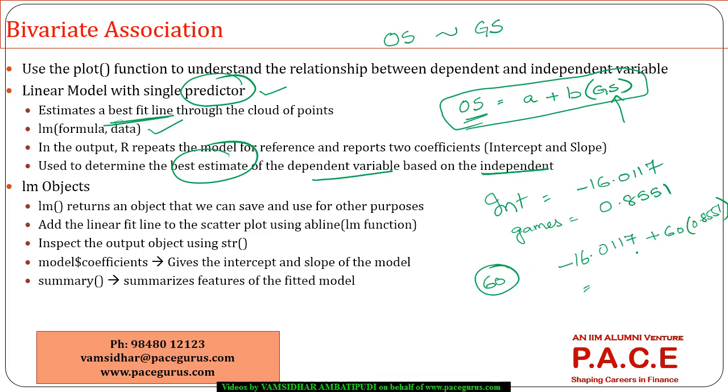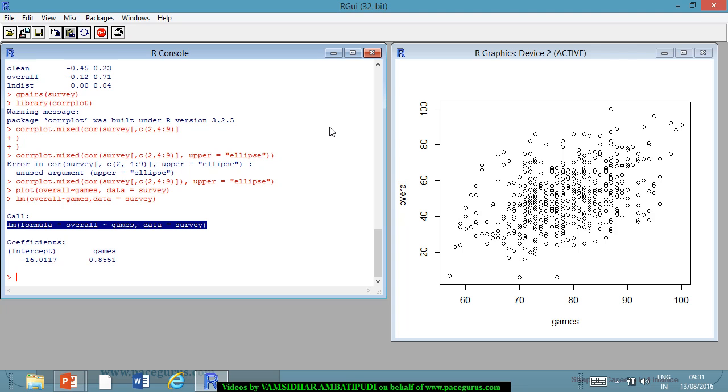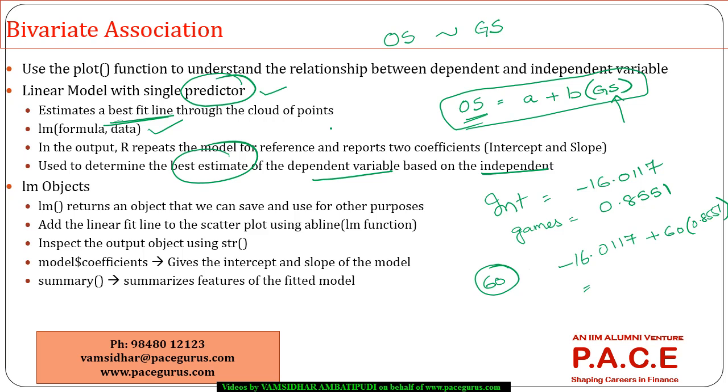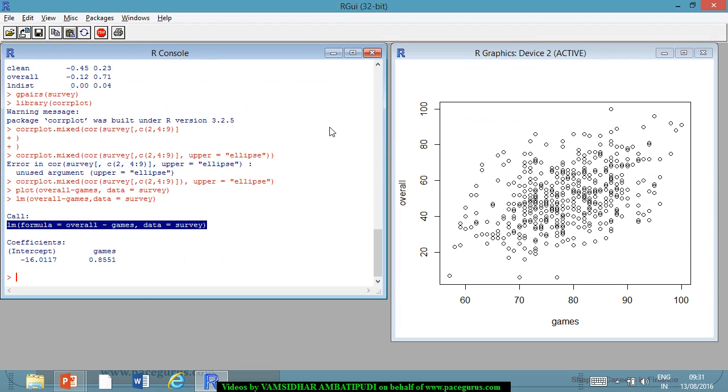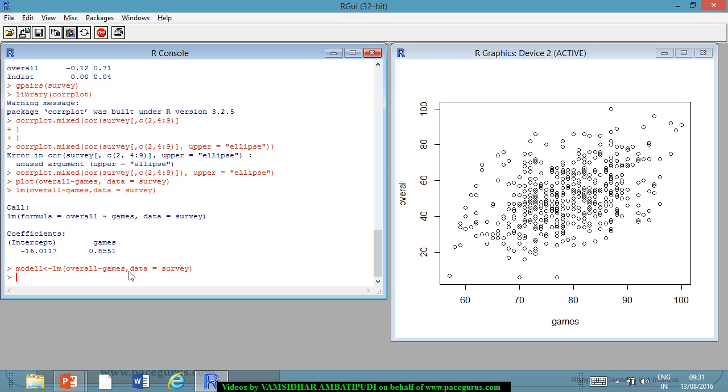Now that is the way we understand the bivariate association between the variables. When you simply do lm, this is the formula that we have got. Now I can save this entire output into one single variable. So probably I'll call it model 1, and I will save this lm output to model 1 so that I can use model 1 wherever possible.